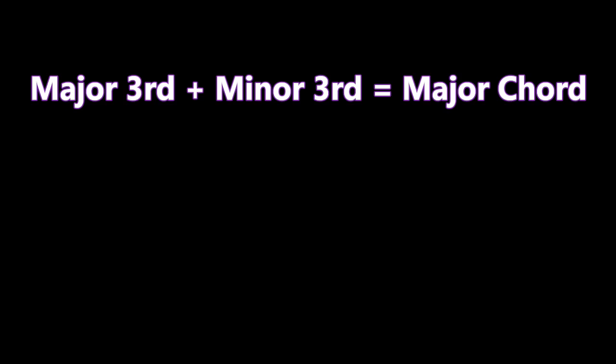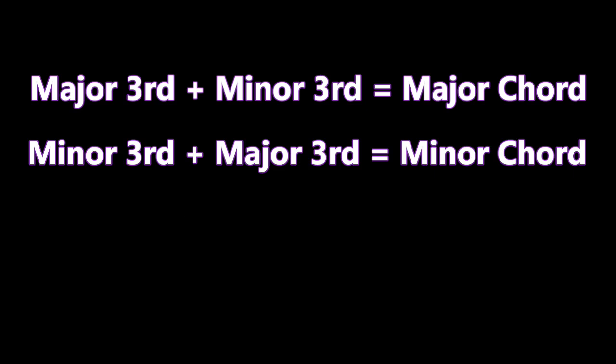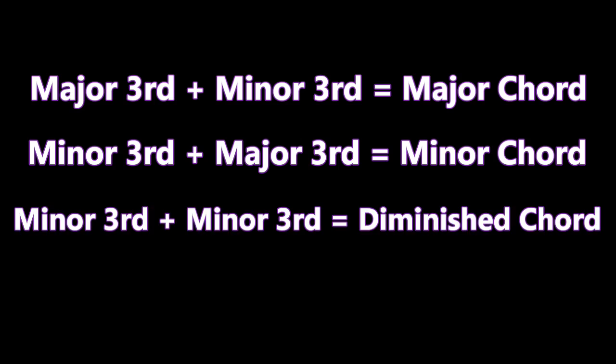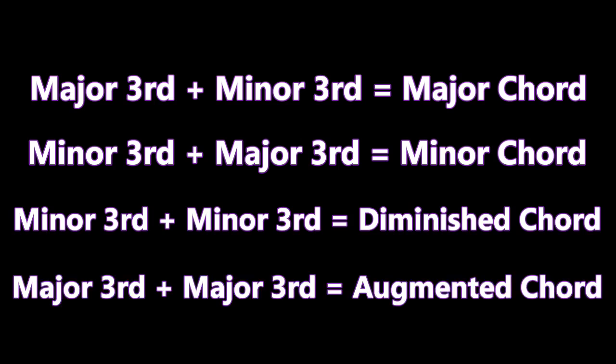Major third plus minor third equals a major chord. Minor third plus major third equals a minor chord. Minor third plus minor third equals a diminished chord. Major third plus major third equals an augmented chord.